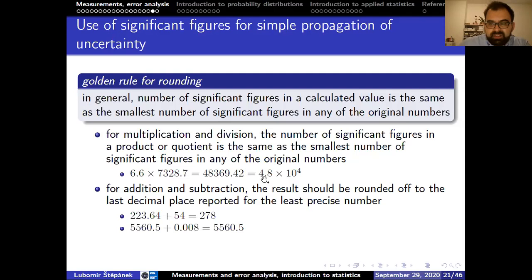For addition and subtraction, the result should be rounded to the last decimal place of the least precise number. So I'm going to sum up these two numbers. You can see that 54 is only an integer here. It means that it has no decimal places. And it means that if I'm going to calculate this, I have to round my result to have no decimal digits, so to make it also an integer. In this example, the least precise number is the first one. It has only one decimal place, one decimal digit. So my result should also have one decimal.